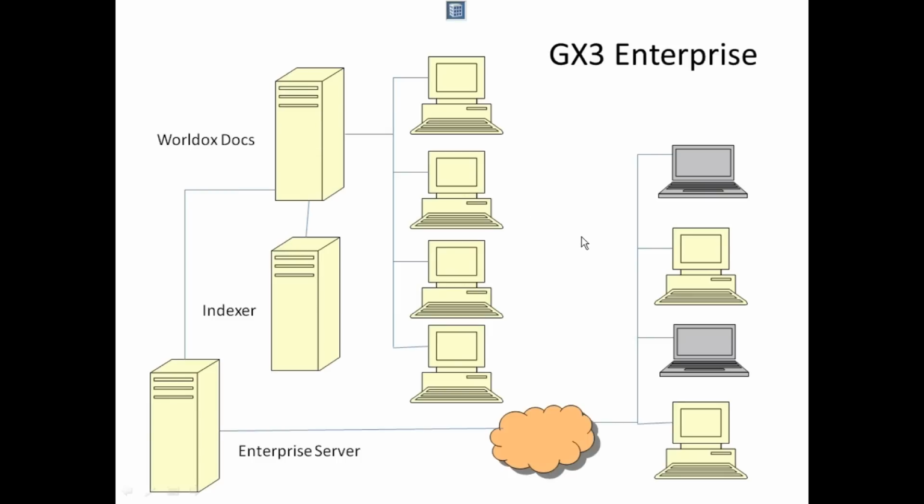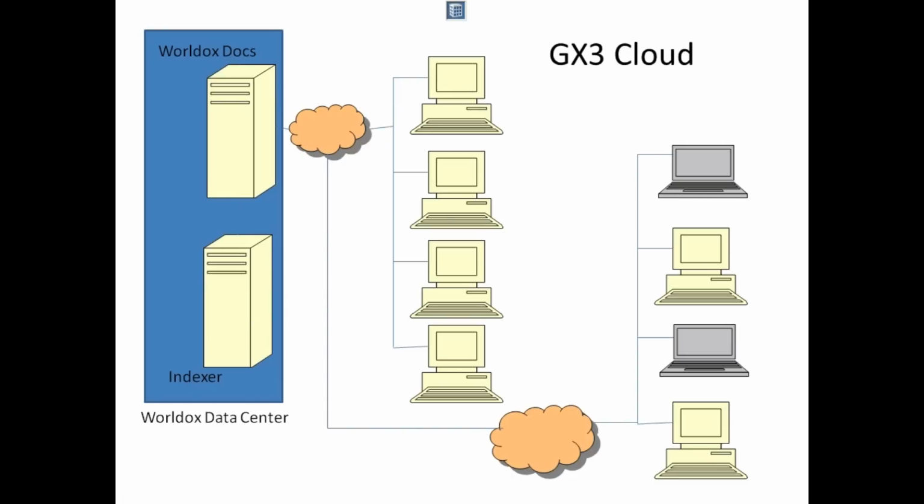Now, the other way to do it, this has everything in your office. And most of our clients, that's the way they do it. But for some smaller clients, this might be a better way to do it. It doesn't require any hardware in your office except for your computers you already have. It's called GX3 Cloud, and it actually takes all of your documents, puts them into WorldDocs with the indexer and the document server residing in a WorldDocs hosted data center.